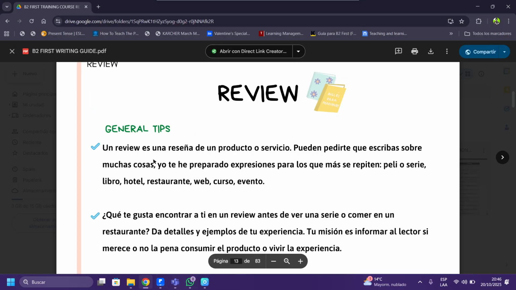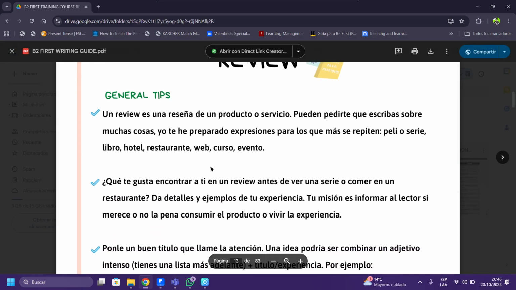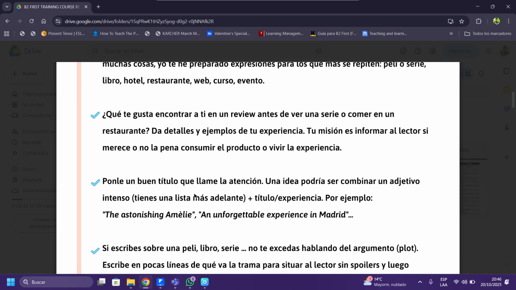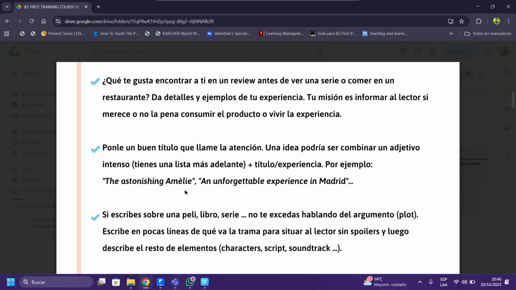I'm going to go to our Google Drive folder and there is the writing guide. I'm going to make a little reminder, right? As you know, a review is just to describe in detail if a product or service you really liked. You can describe, for example, a review for a book, a hotel, a restaurant, a web page, a course, an event, or a movie maybe. You have to write in detail what you liked about it and what your experience was like, and your goal is to make sure that the reader is really aware if it is worth it or not to consume or get this product or service or to live the experience.